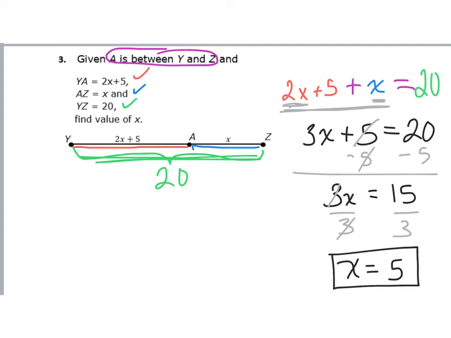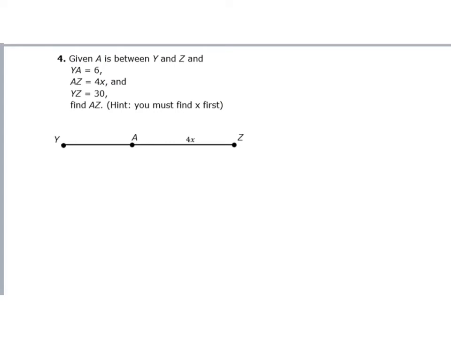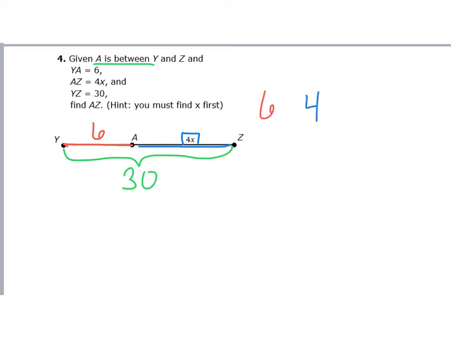Okay, number 4. Number 4 is very similar. Given A is between Y and Z, again, it says in between, right? So I don't know if it is right in the middle or not. So YA is 6. Oops, they didn't mark that for me. YA is 6. AZ is 4x. That's already been marked here for me. And YZ is 30. So the whole thing is 30. So this time, my left side 6 plus my right side 4x, I'm going to be adding them together, and together they equal the whole thing, 30.